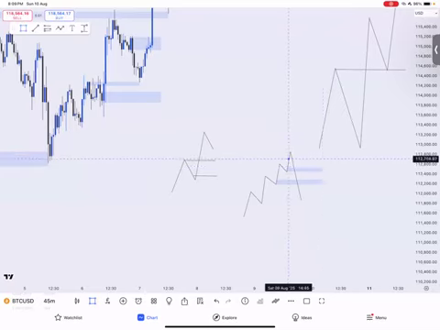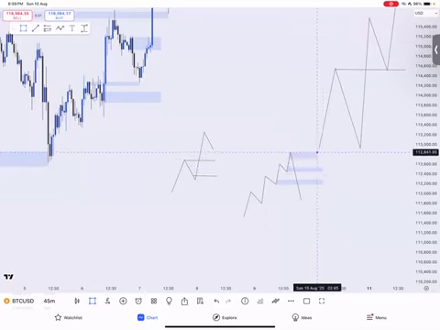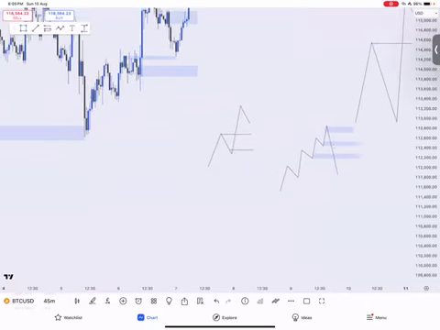Then up here will now be the other block that triggered that market structure shift to happen. So you have three possible points of interest that price can use. This is for the scenario of a market structure shift.